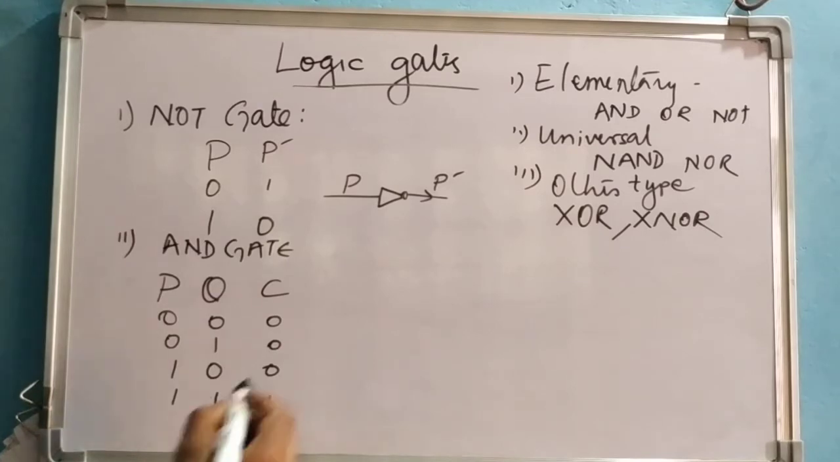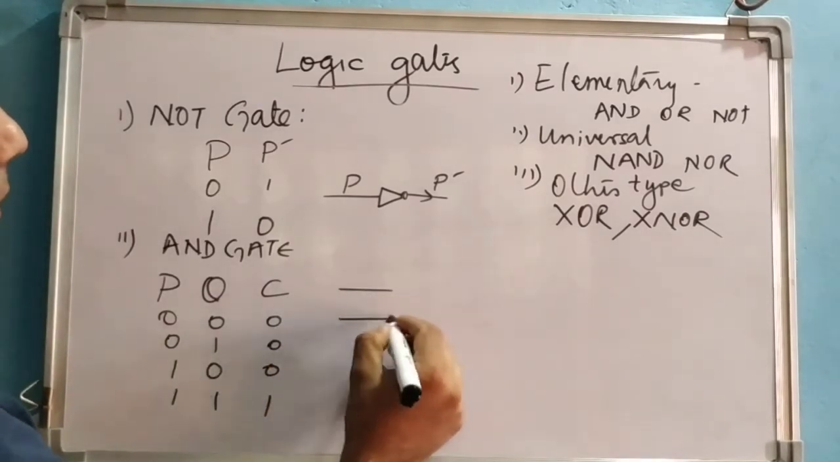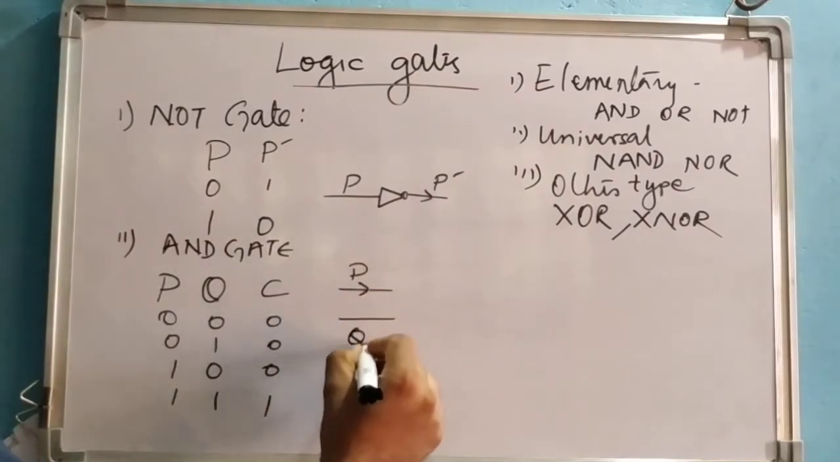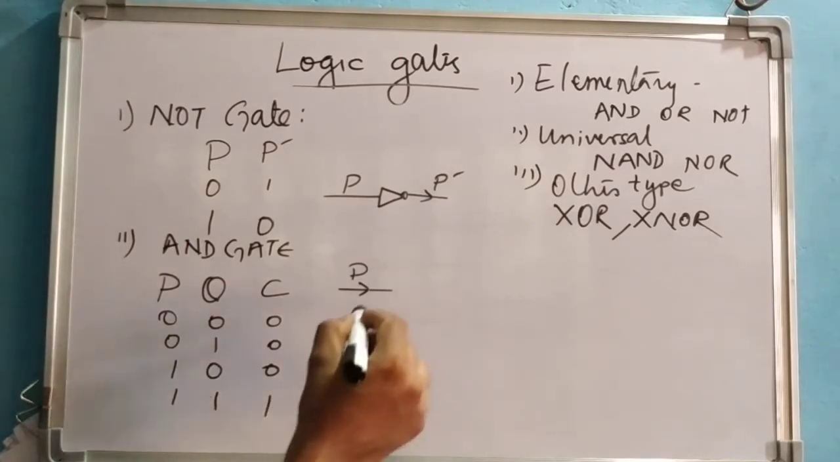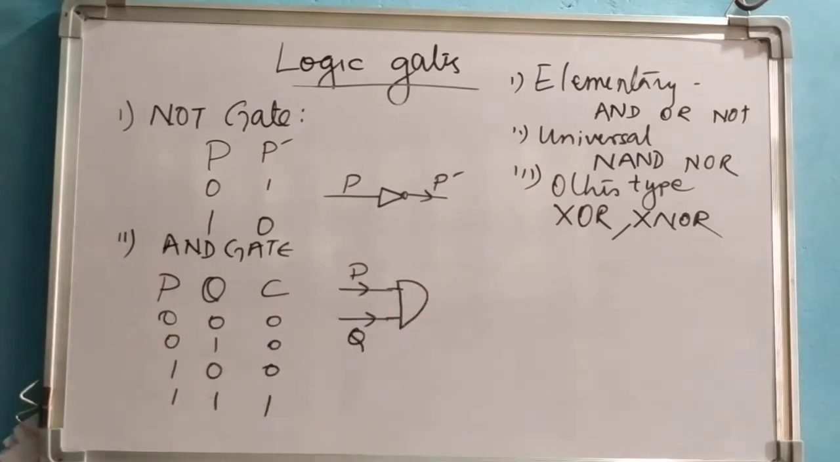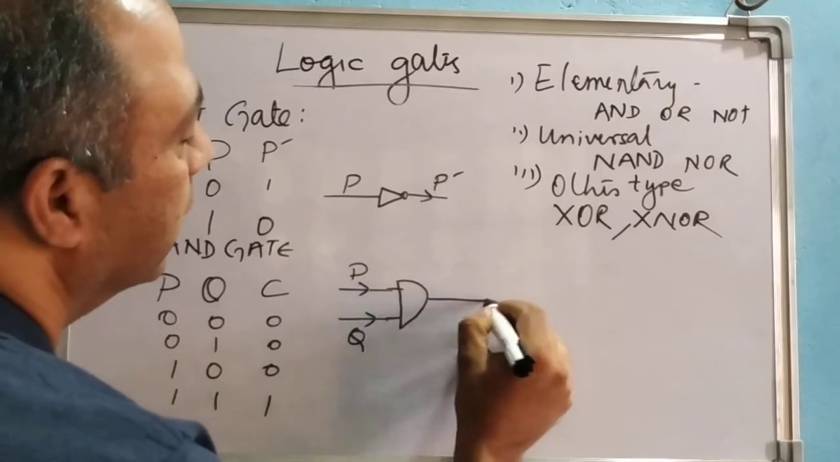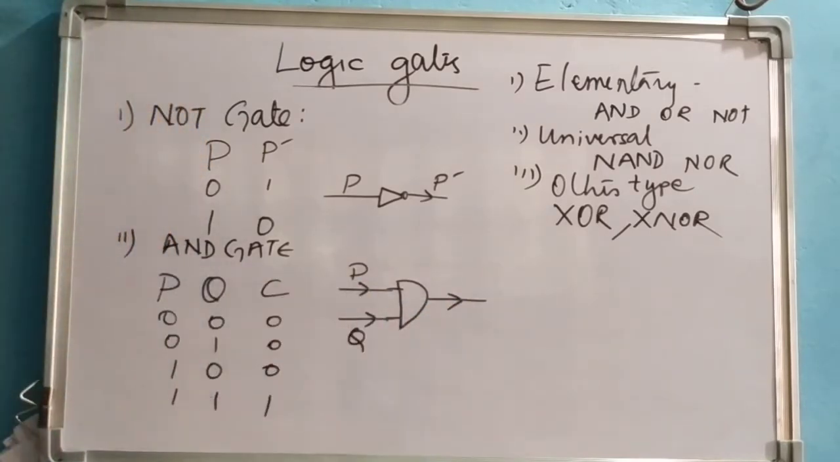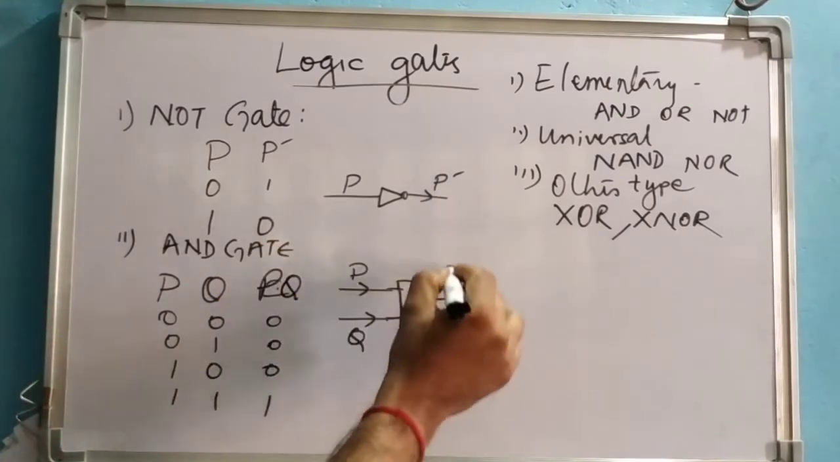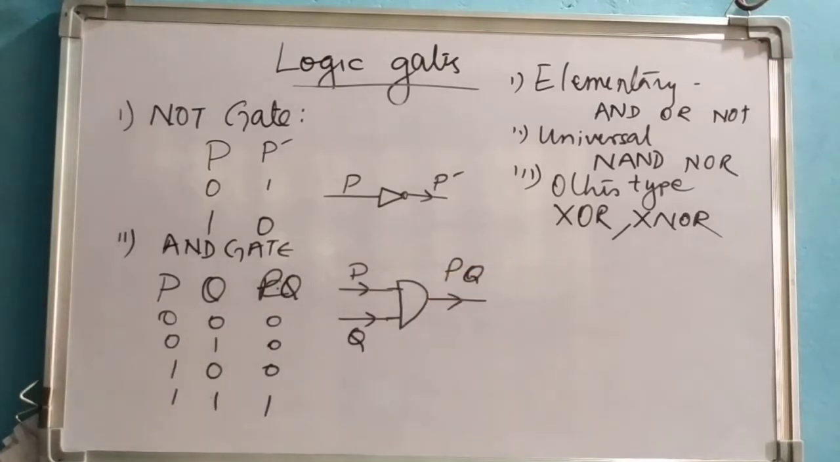Now this will be represented with this symbol. These are the inputs P and Q. We just have to write input P, input Q, then this is the symbol of the AND gate, and then you give the arrow. When we combine P and Q, it becomes P AND Q. So this is the representation of the AND gate. Similarly, this is the symbol to represent the AND gate, and this is the symbol to represent the NOT gate.